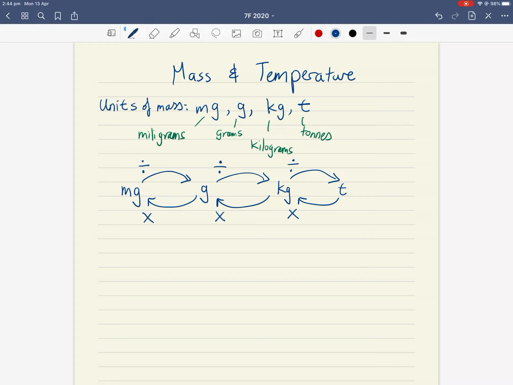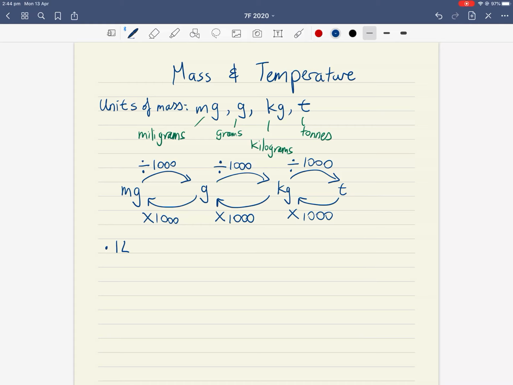Now the numbers are very straightforward because everything is 1000. There's 1000 milligrams in a gram. There are 1000 grams in a kilogram, and there are 1000 kilograms in a ton. So everything you multiply or divide by is just 1000. Yes, there are other units of mass. You measure something really small in science, you can have micrograms, but just these four are the common units of mass which we would use in our normal everyday lives.